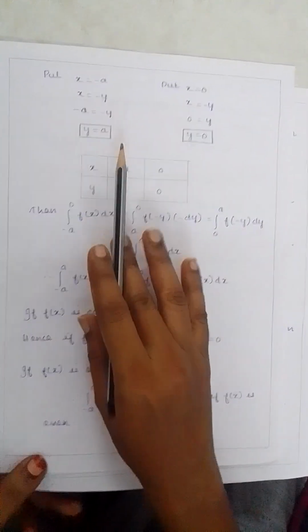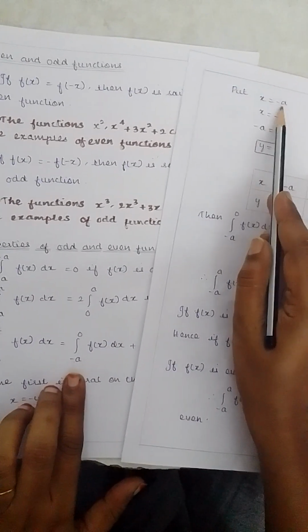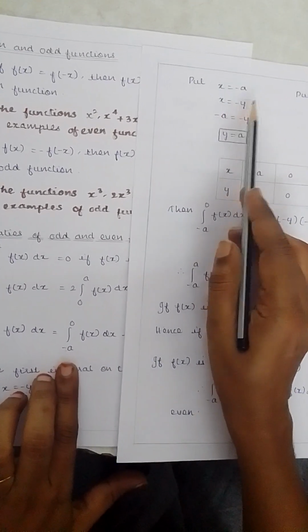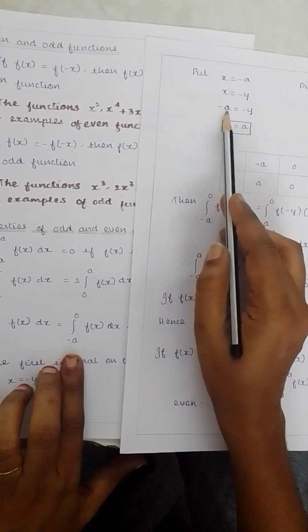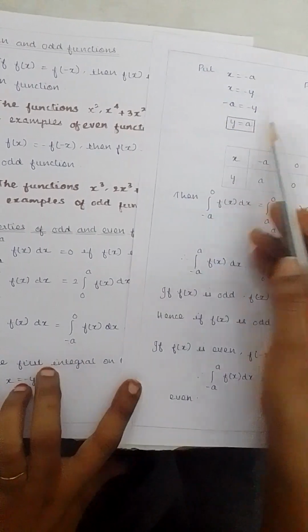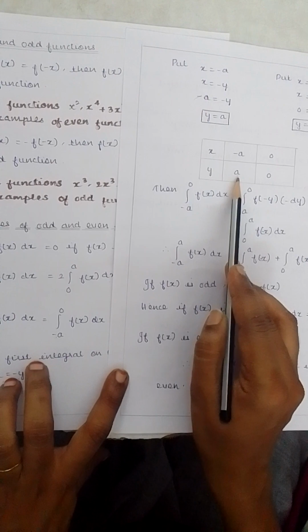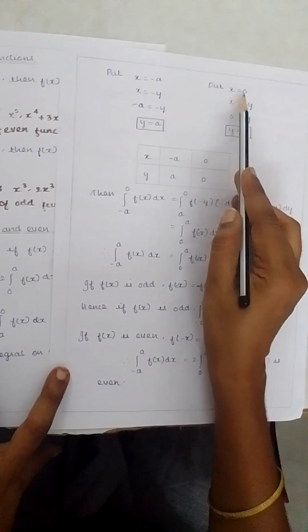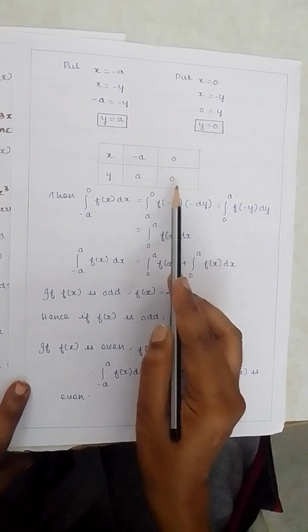So first you have to see the integral limits. The lower limit is x equal to minus a. So x equal to minus y, and instead of x you substitute minus a. Minus minus will get cancelled, so y is equal to a. So when you substitute minus a, your answer for y is a. Then when x equal to 0, y is also 0. So x equal to 0, y equal to 0.